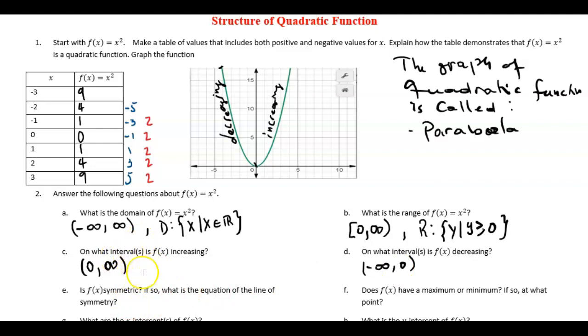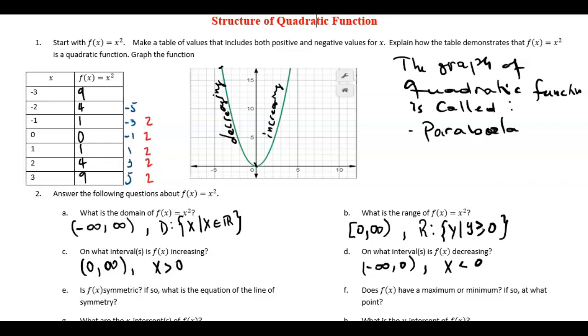Also, you can write this in inequality form. So if I'm going to write the increasing as an inequality, I'll say it's increasing at x greater than zero. Okay, so x greater than zero is increasing, and over here I'll say it's decreasing at x less than zero. Okay, so that's another way you can write this. It means the same thing.